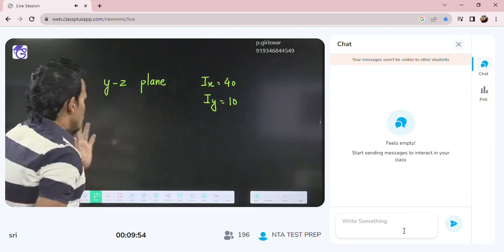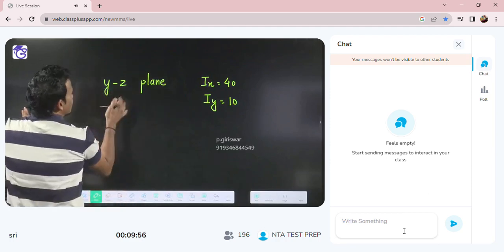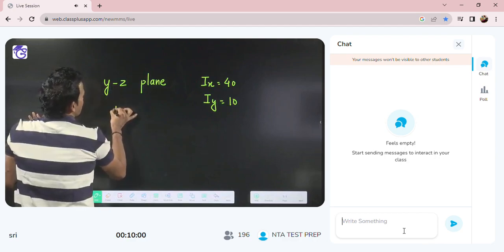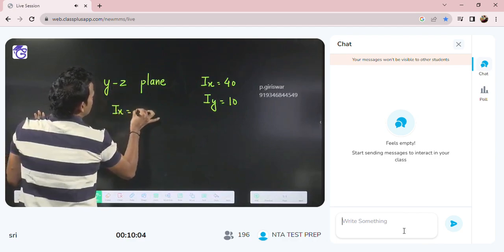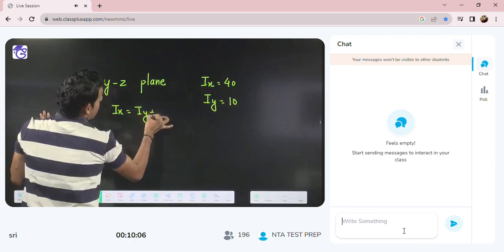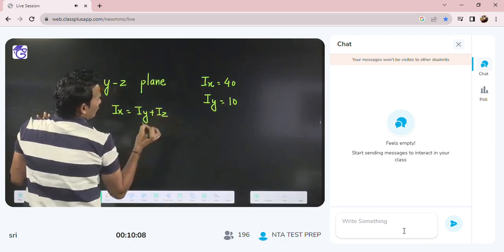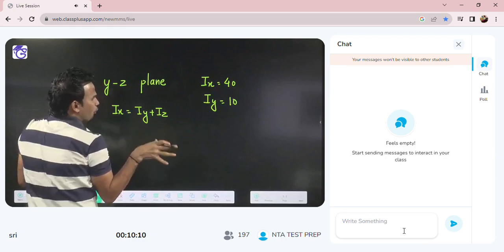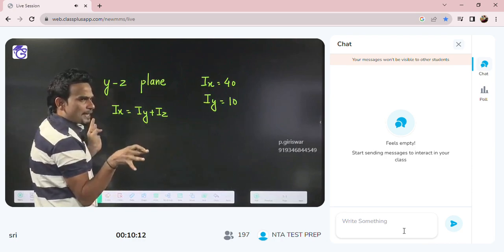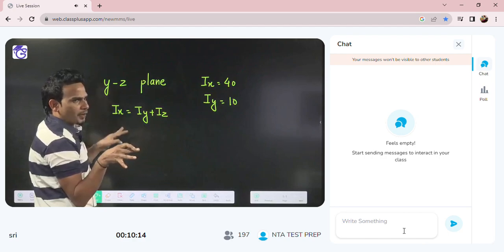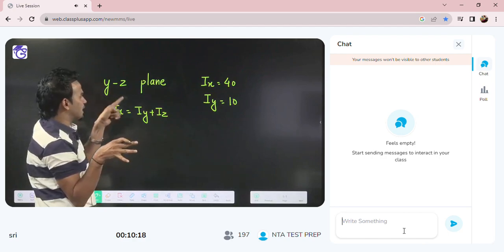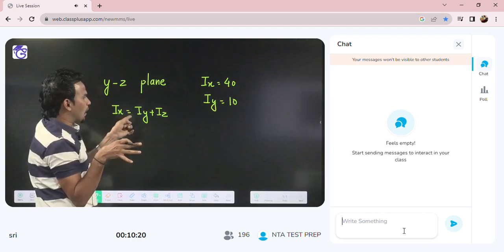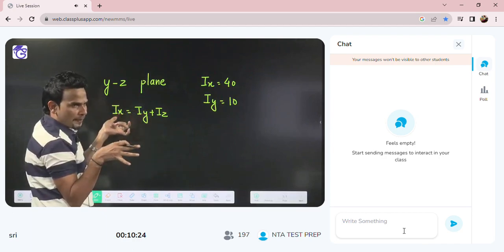So the body is placed in the YZ plane, which means perpendicular to the YZ plane will be our x-axis. So Ix will be equal to Iy plus Iz. Never remember, according to the perpendicular axis theorem, Iz equal to Ix plus Iy. That is only applicable if the body is placed in the XY plane. If the body is placed in the YZ plane, our perpendicular axis theorem will become Ix equal to Iy plus Iz. Depending on the plane, the formula will change.